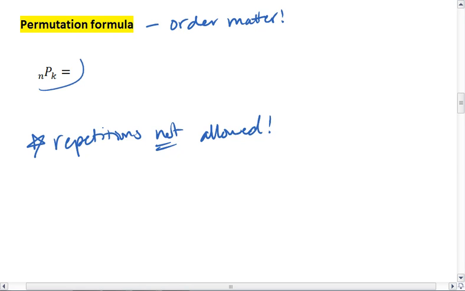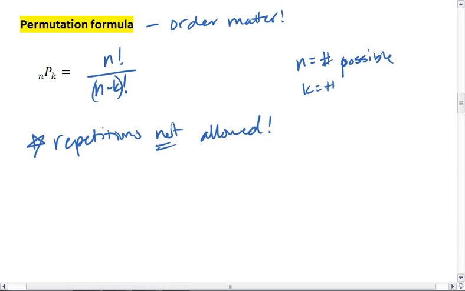This formula, which we read as nPk, is n factorial over n minus k factorial, where n is the number possible and k is the number we're choosing.